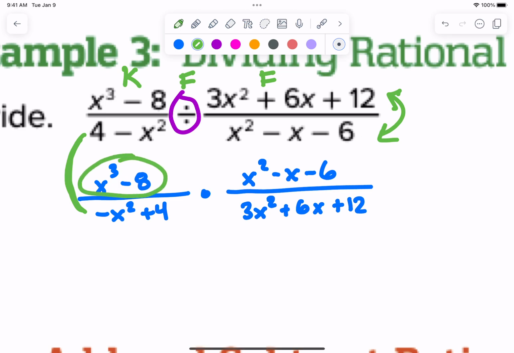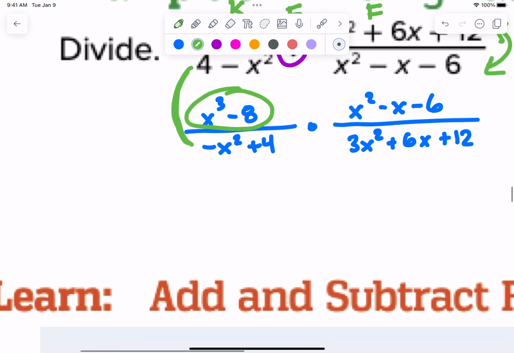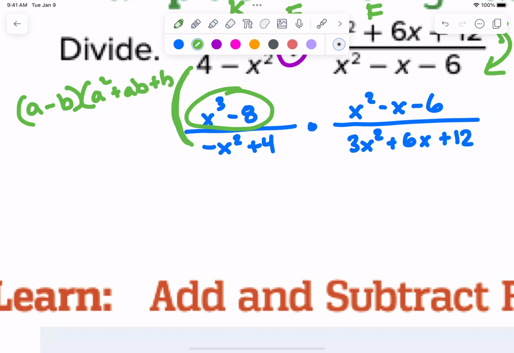This guy right here is a difference of cubes, okay? The rule for the difference of cubes says a minus b times a squared plus ab plus b squared. That's the rule for that, okay?